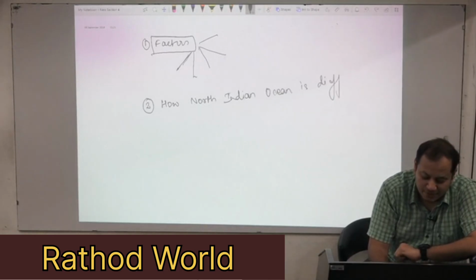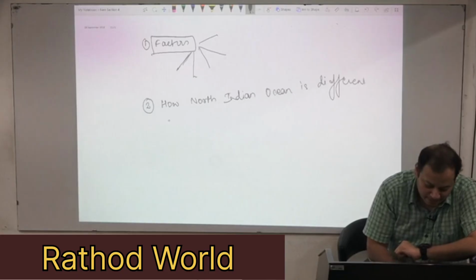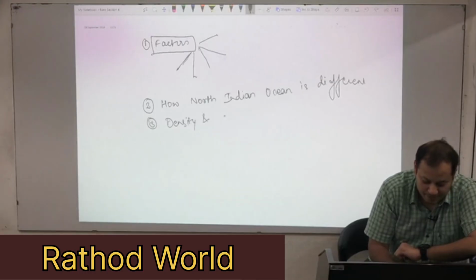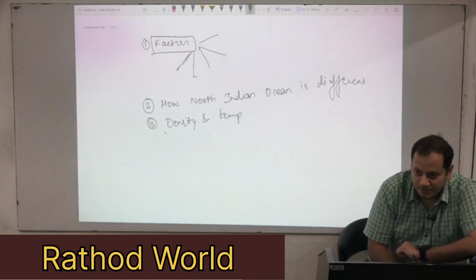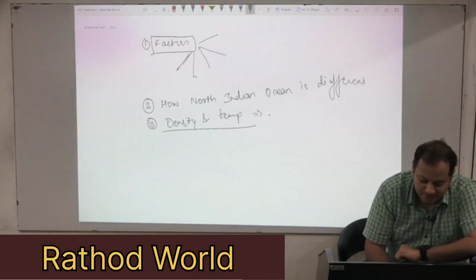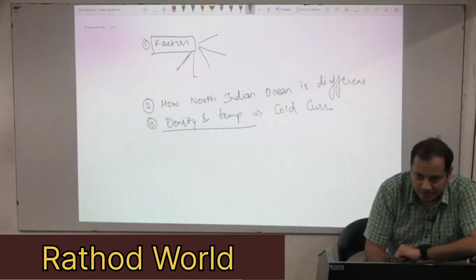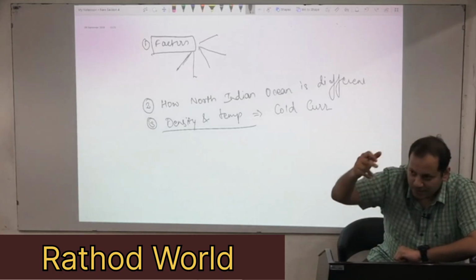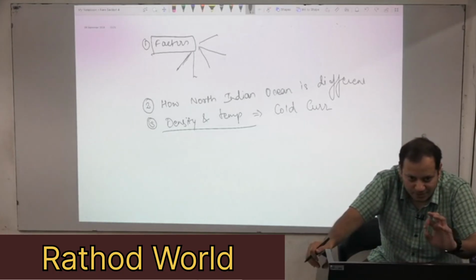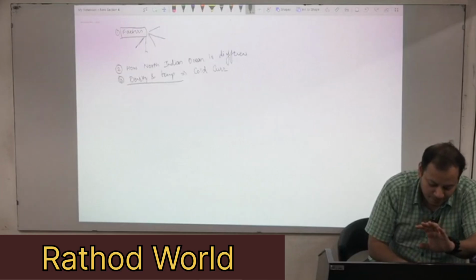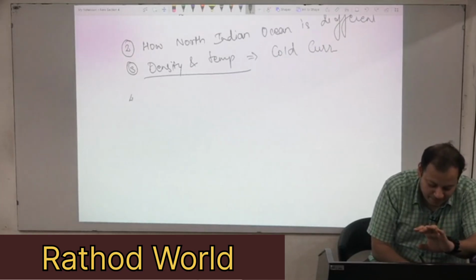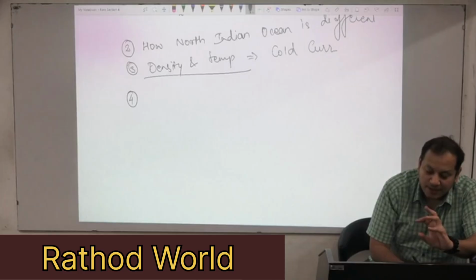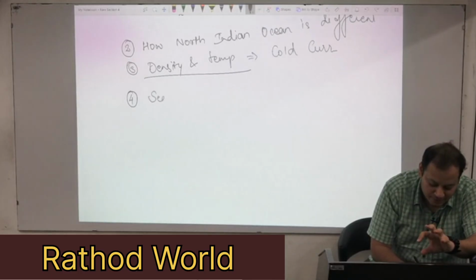It is not connected to the Arctic, and therefore, third point, because it is not connected to the Arctic, density and temperature differences do not play an important role, and therefore there is an absence of cold currents. There is no sinking, there is no current from the northern side. Fine, there is only warm current. Fourth, the typical currents of the Indian Ocean, unlike the other oceans, show seasonal reversal.